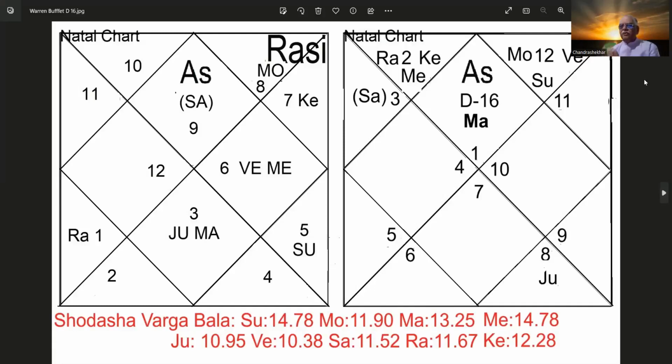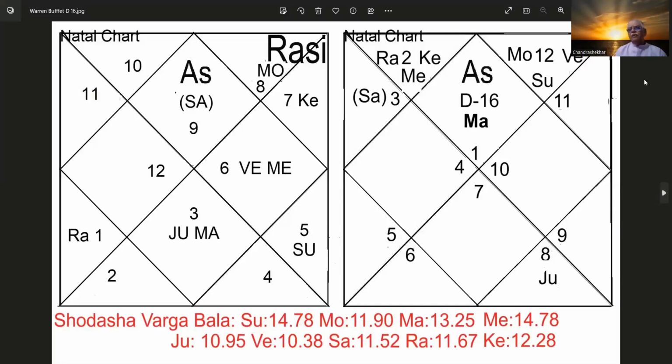Now we go to the D16 chart. What does it mean? Of course, with Venus, etc., it does say that he would have luxurious vehicles. Saturn is also there, showing that sometimes very economic or low key vehicles are a possibility.